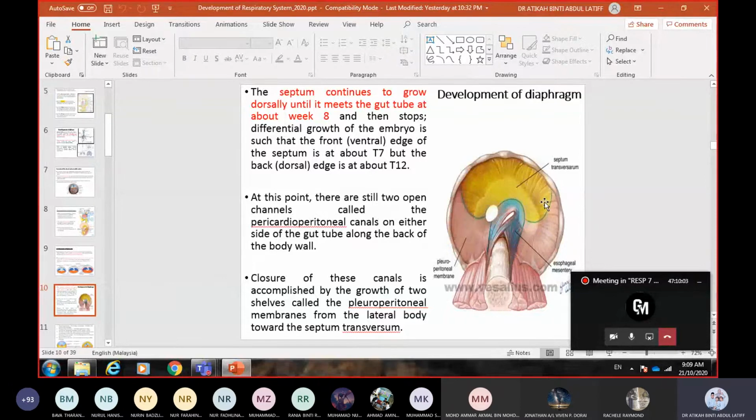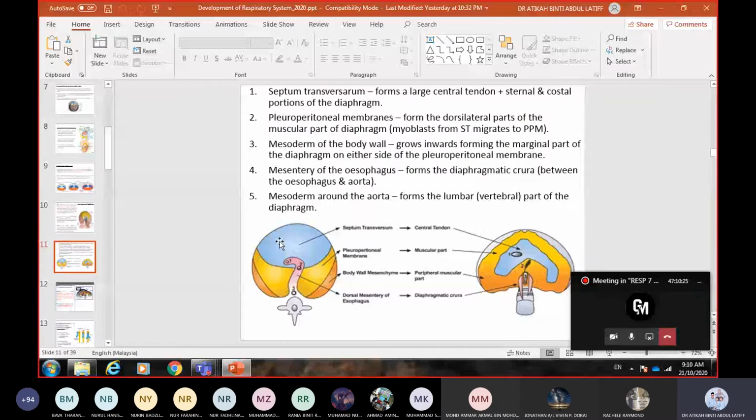The septum transversum will grow dorsally and inferiorly until it reaches the gut tube. Then the pleuroperitoneal membrane attaches to the septum transversum and forms the whole diaphragm. Finally, this picture is important. From the septum transversum, it will form the central tendon of the diaphragm. The pleuroperitoneal membrane will form the muscular part, and the body wall mesenchyme will form the peripheral muscular part.